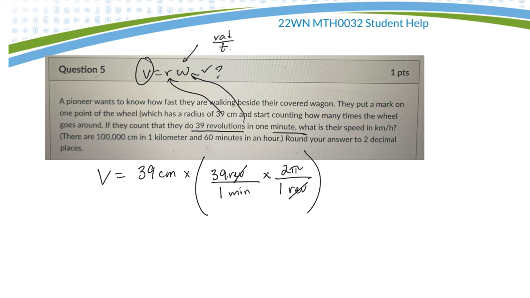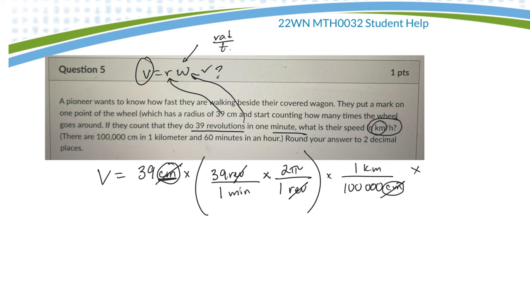But when I look at my answer, they say they want their answer in kilometers per hour. So maybe why don't we just continue our multiplication here and do that conversion. So they have centimeters, but I want kilometers. So I'm going to multiply and say that 1 kilometer is the same as 100,000 centimeters. Notice that centimeters were on the top here. I put them on the bottom so that they would cancel out.